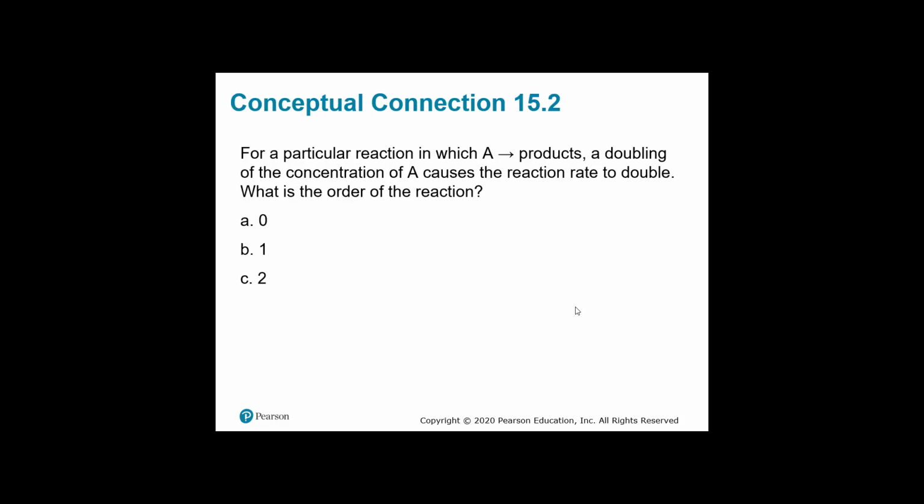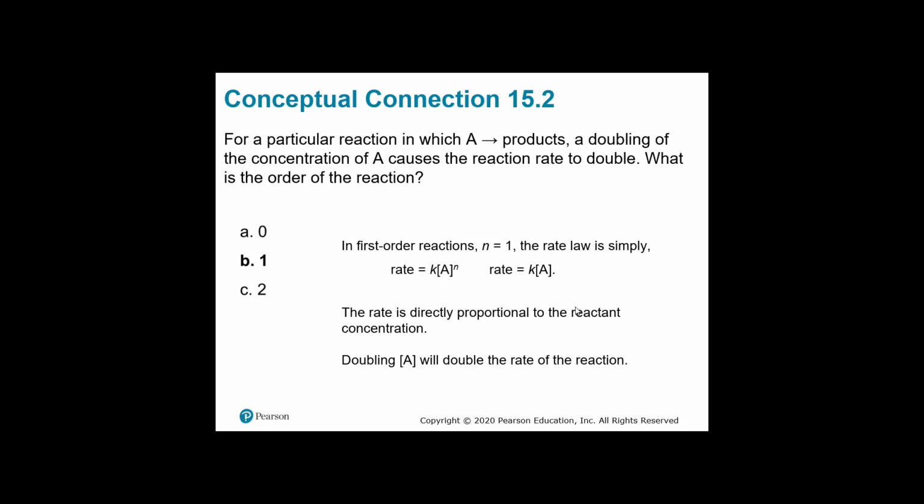For a particular reaction in which A produces products, a doubling of the concentration of A causes the reaction rate to double. So this is directly proportional. This means that if one is affected in one way and the other, such as the rate, is affected in the same exact way, then this is a first order reaction. The rate is directly proportional to the reactant concentration. So doubling the concentration of A will also double the rate of reaction.